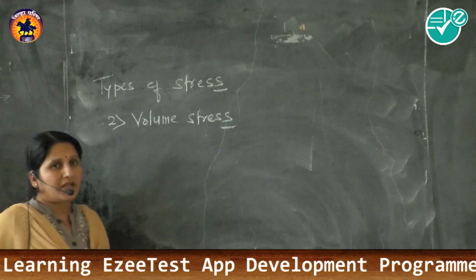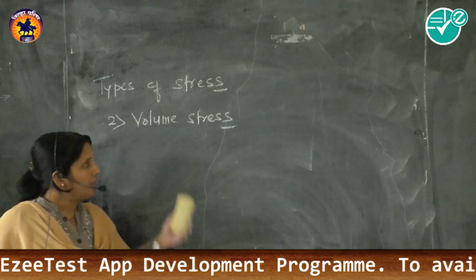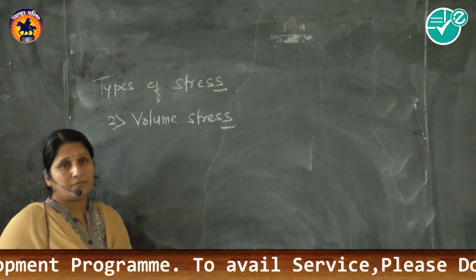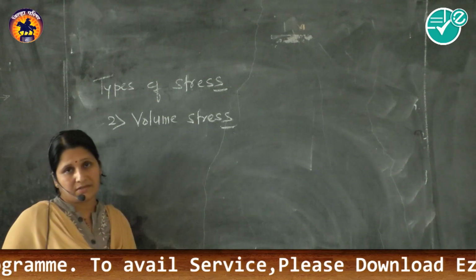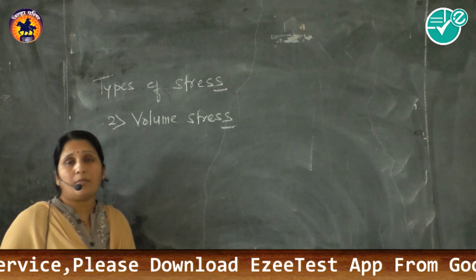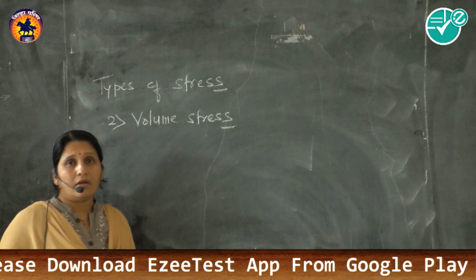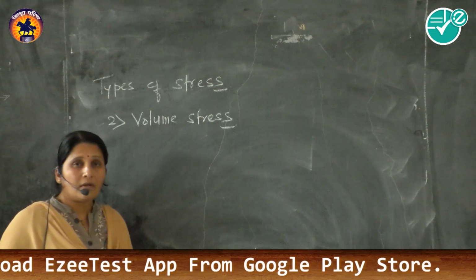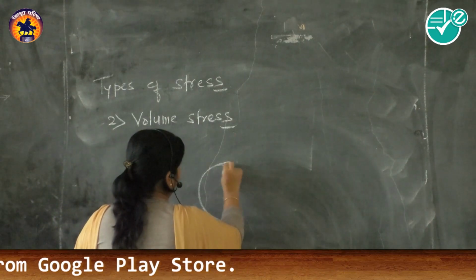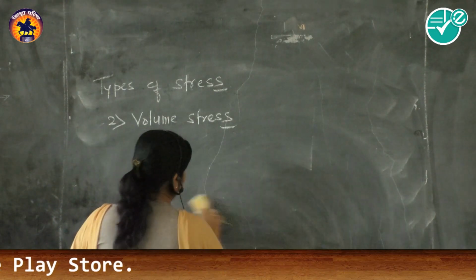Now what is volume stress? When deformation takes place in volume of the body, then the stress is called volume stress. For this we will take one example of a rubber bladder.